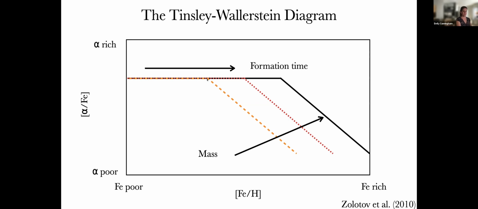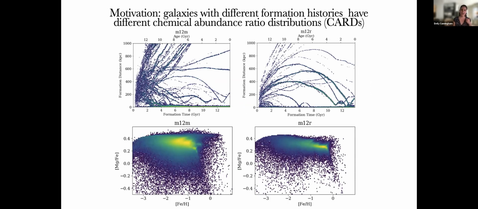Okay, so we have this picture in mind. We can look again at these distributions from FIRE. So if we look at these distributions, we can see in m12m, which is characterized by mostly early accretion events, that the density in this distribution is at low metallicity and higher magnesium on iron abundances compared to m12r, where m12r is characterized by very late time accretion and massive accretion, where its abundance distribution extends to higher metallicity, and you see this turnover in magnesium on iron versus iron on H at higher metallicities.